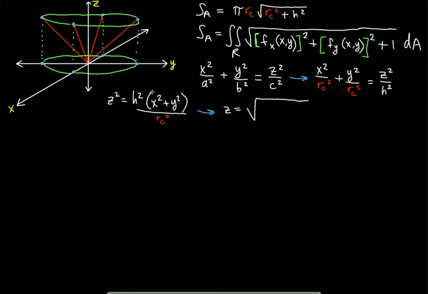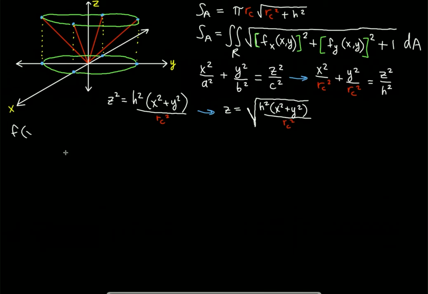And inside the square root, we're just going to square this whole thing, right? So it's going to be h squared times x squared plus y squared divided by rc squared. Right? And I'm square rooting everything, right? The bottom too. Don't think it's just the top. It's the bottom as well. So now that we found the z value, realize that this means that the f, the function of x and y, is going to be precisely the z.